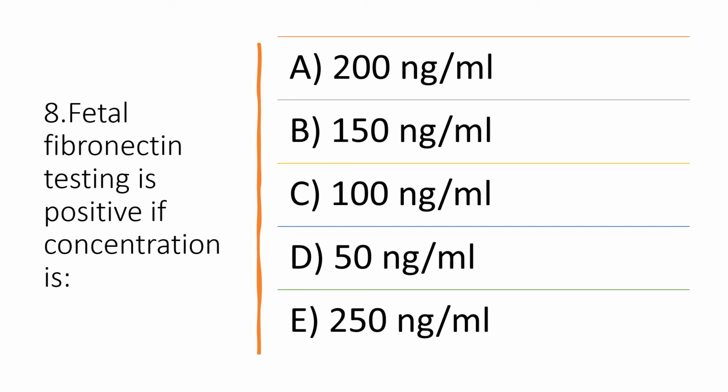Number 8. Fetal fibronectin testing is positive if concentration is above what? Is it A, 200, B, 150, C, 100, D, 50, or E, 250? And the answer is D, 50.